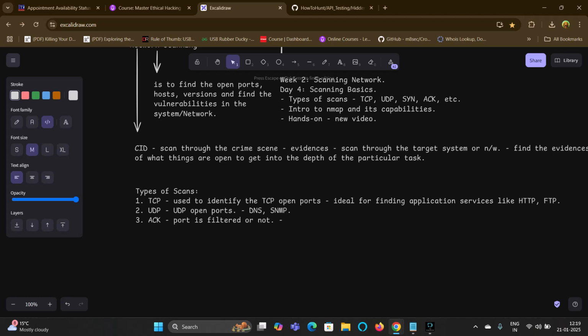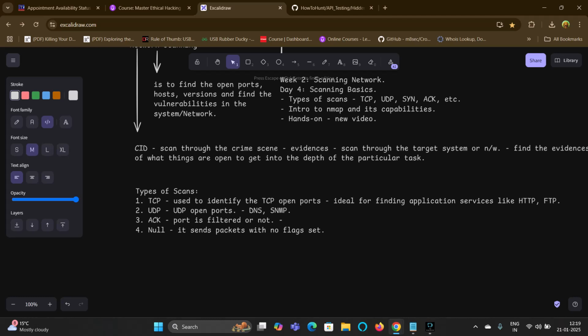That is how acknowledgement works. And then moving on to the fourth point, then comes the null scan. A null scan basically sends packets with no flags set.